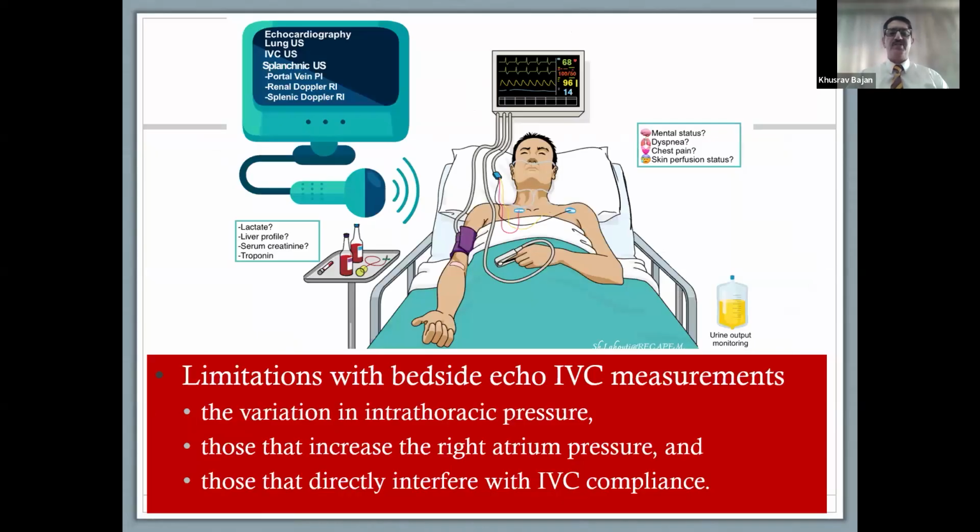And the limitations of this echo. So I don't agree that it is the be-all of all measurements, but yes, it is a very useful tool. And here it has limitations in terms of it does not account for the intrathoracic pressure. It does not account for the increase in the right atrial pressure, and it does not account for the interference of the IVC compliance, depending upon many other factors. So despite being a very useful tool, we must always correlate it with clinical and other parameters like the mental status, the urine output, the skin perfusion, and not look at it just as the end all and be all of all parameters.